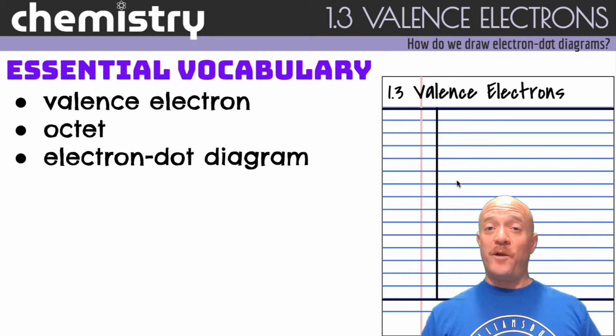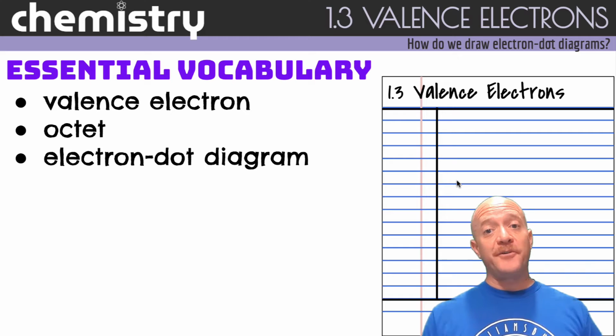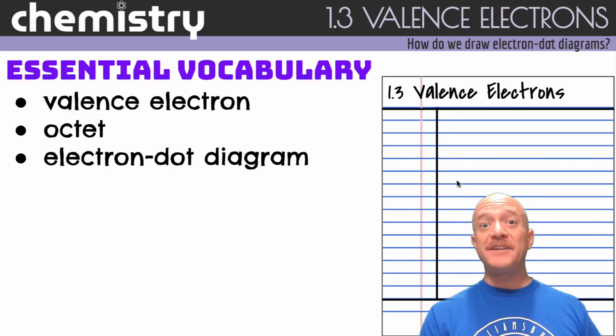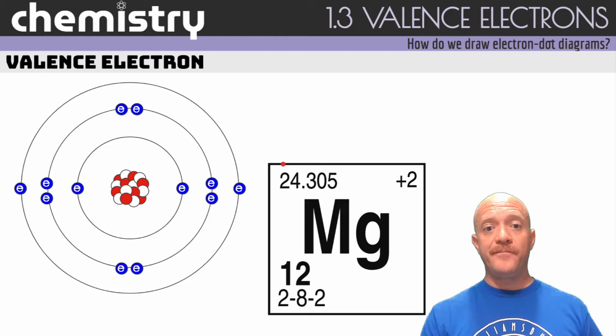Hey, this is a video for 1.3, Valence Electrons. So go ahead and set up a new entry in your Cornell notes. Remember to start a new page for this video. Also check out our essential vocabulary. Today we'll be discussing valence electron, octet, and electron dot diagram.